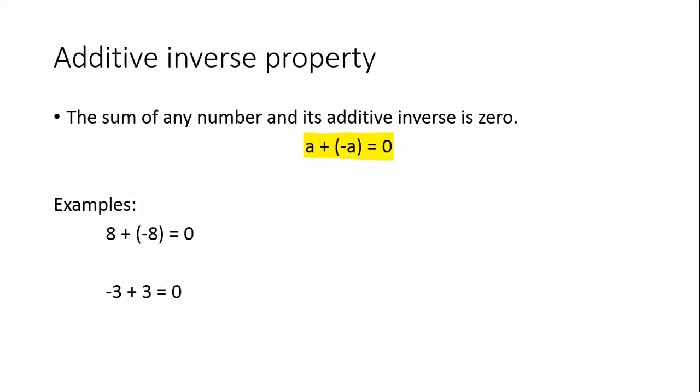Then below here I have a few specific examples, 8 plus negative 8, and negative 3 plus 3. Doesn't matter which one comes first, the positive or the negative, but when you add a number to its inverse or its opposite, when you add a number to its opposite or its additive inverse, you should get 0.